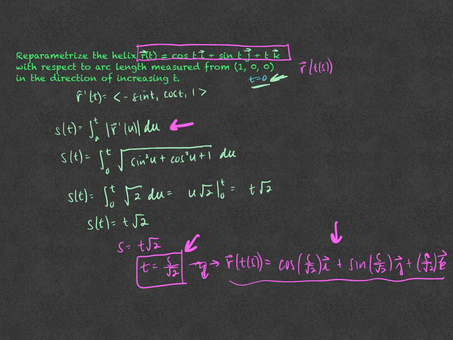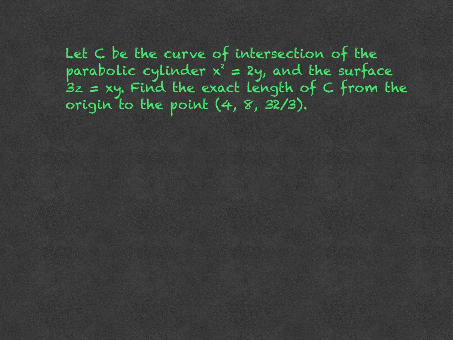So let's look at another problem, going back to arc length real quick. This problem says, let C be the curve of intersection of the parabolic cylinder x squared equals 2y and the surface 3z equals xy. Find the exact length of C from the origin, 0, 0, 0, and I know that you know that, but if we write it in, then I'm less likely to forget it, to the point 4, 8, 32 over 3.